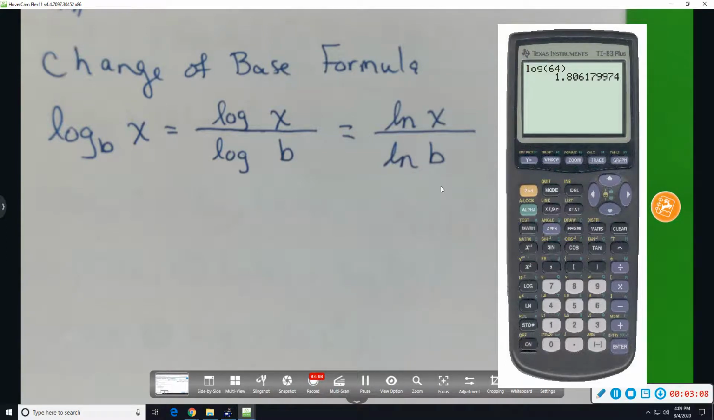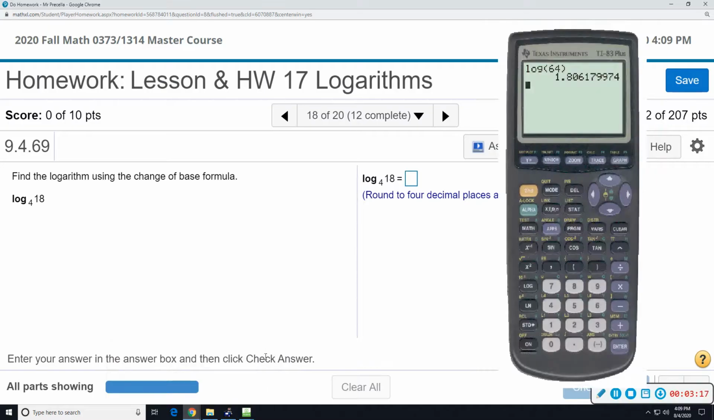Okay, but whichever key you want to use on your calculator, let's see, what's that problem? Log base 4 of 18. So we're doing log base 4 of 18. 4 to what power gives you 18? Well, 4 squared is 16. So it's going to be 2 point something, right? Right. Because 4 cubed is 64. That's way too big.